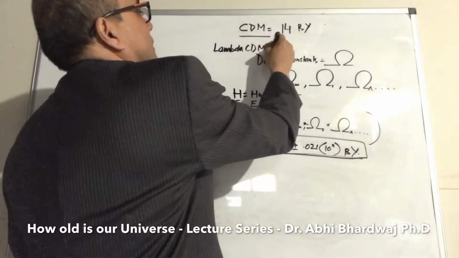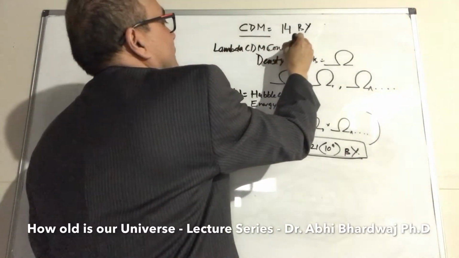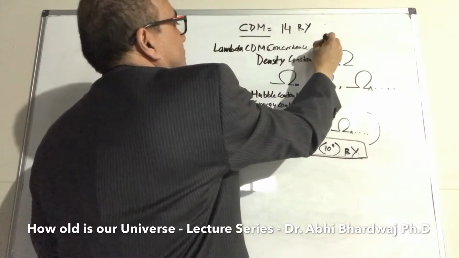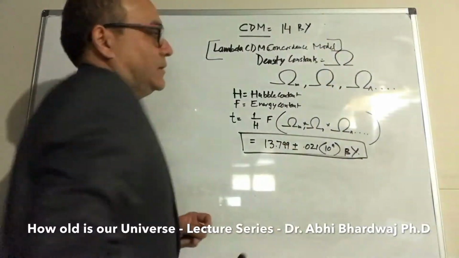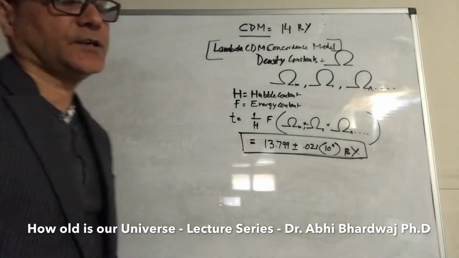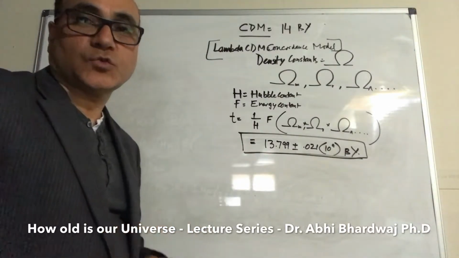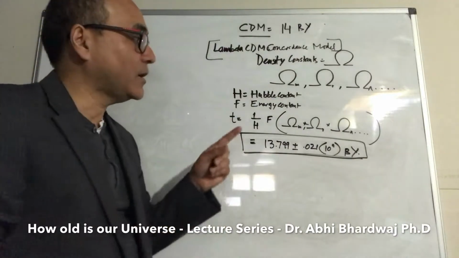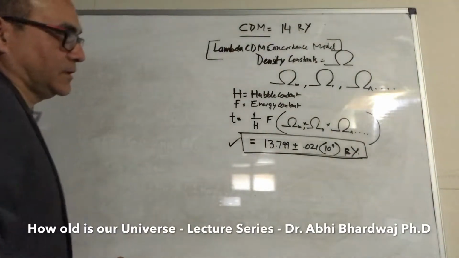So this is the most accepted age of our universe by utilizing the lambda CDM concordance model. This is called the lambda CDM concordance model, and this is the most accepted model now, which gives us the age of our universe as 13.799 plus minus 0.021 times 10 to the power 9 years. So this is what the actual age is.